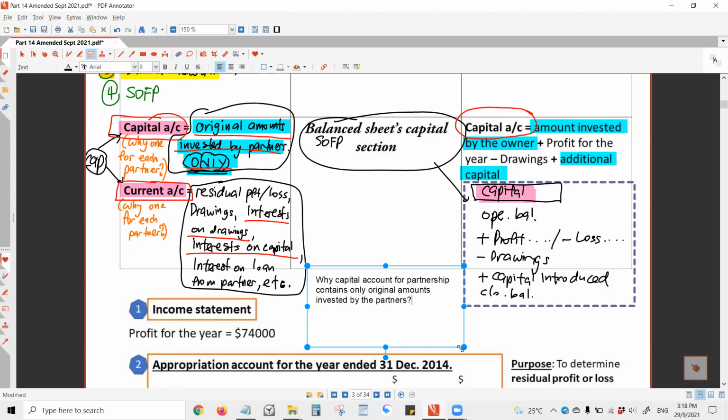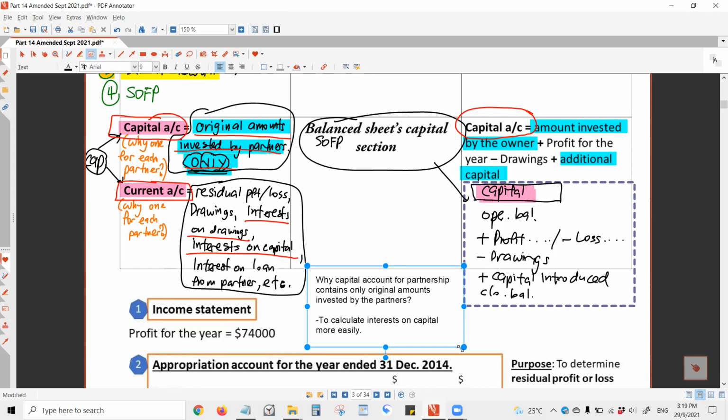Why does the capital account for a partnership contain only the original amount invested by the partners? Your answer would be: to calculate interest on capital more easily. Don't you think so? Yes, right.